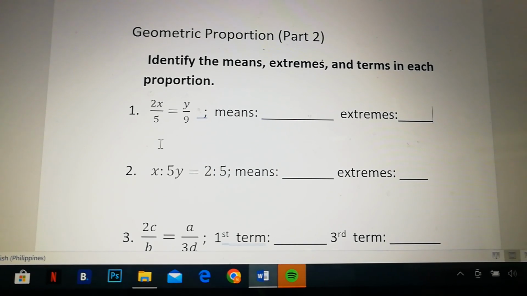Okay, so first is identify the means, extremes and terms in each proportion. So number 1, 2x is to 5 is equal to y over 9. The means, we call this the means, 5 and y. While your extremes, 2x and 9.